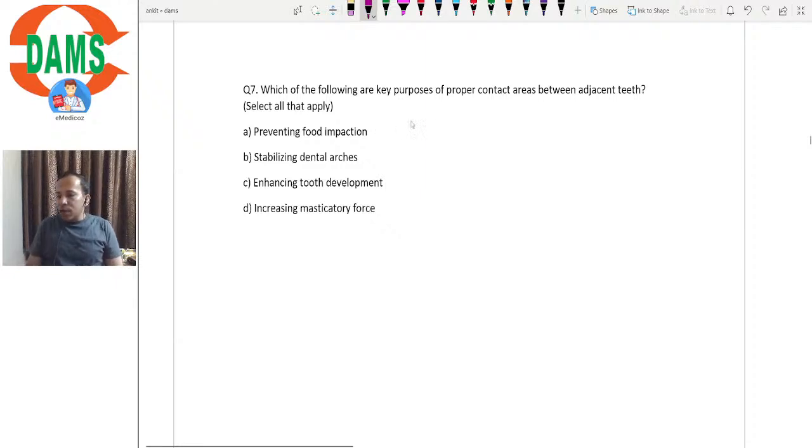Which of the following are key purposes of proper contact area? Let's say this is a premolar and this is the adjacent premolar. So these are the contact areas, right? What is the key purpose of the proper contact area between adjacent teeth? If there is a proper contact area between adjacent teeth, what is the benefit, or what is its purpose?